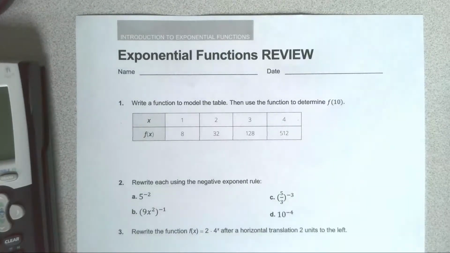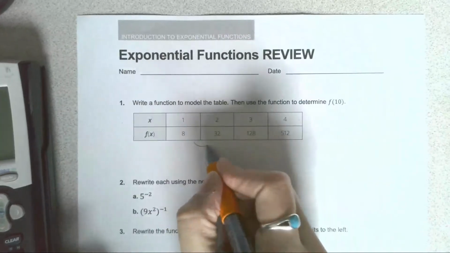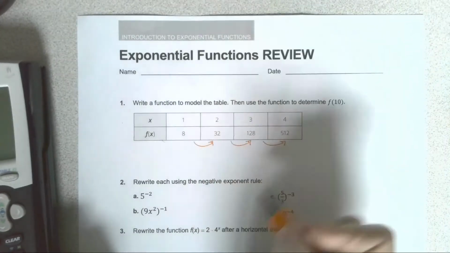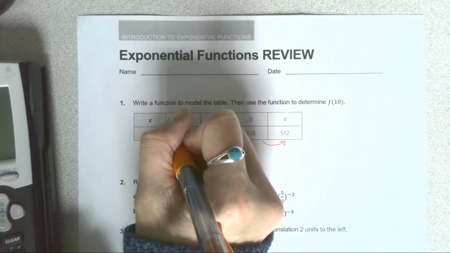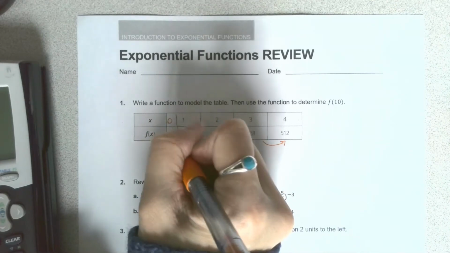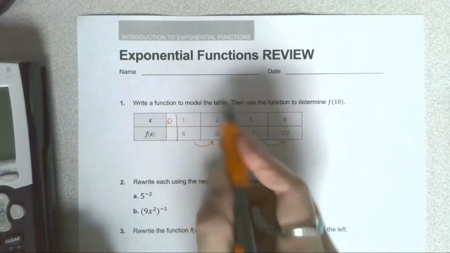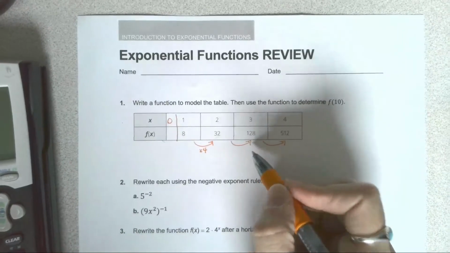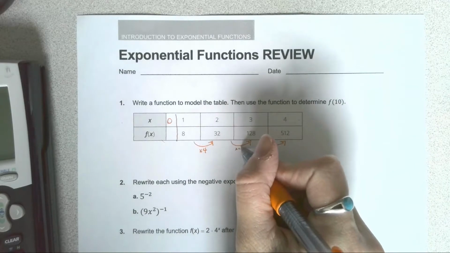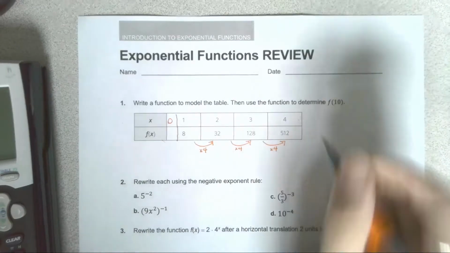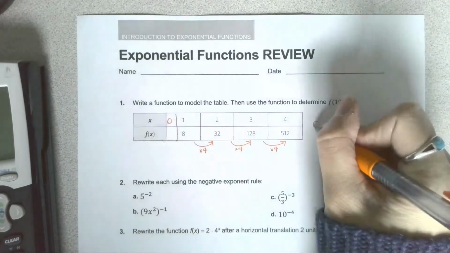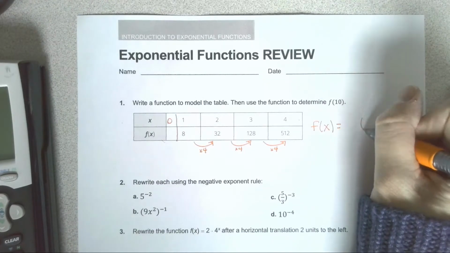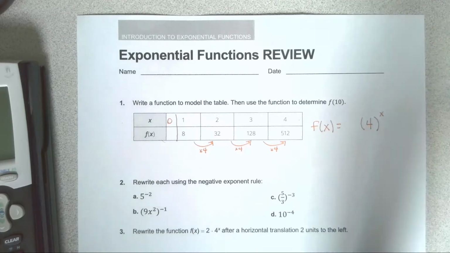So the first thing that we're going to want to do is figure out what the common ratio is. Since we don't have the y-intercept on the table, we have to figure out what this number is going to be. So to get from 8 to 32, we're multiplying by 4, and then I'm just going to double check. 32 times 4 is 128, so that's all multiplying by 4, which means that when I write my equation, f of x equals, there's going to be a number here times 4 to the x.